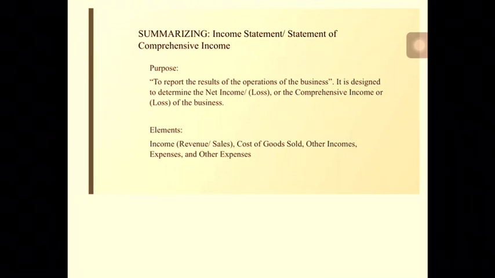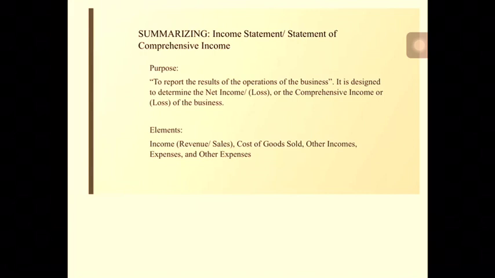Income, this refers to the increases in the capital or the assets of the business other than the investments made by the owner or the owners of the business, meaning these increases are directly attributed to the profit generation activities of the business.